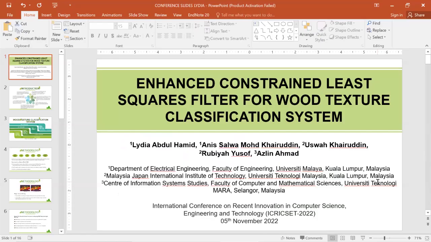Okay, hi, good afternoon. Today I would like to present my study on the enhanced constraint least square filter for a wood texture classification system. My name is Lydia. I am from University Malaya, Kuala Lumpur, Malaysia.